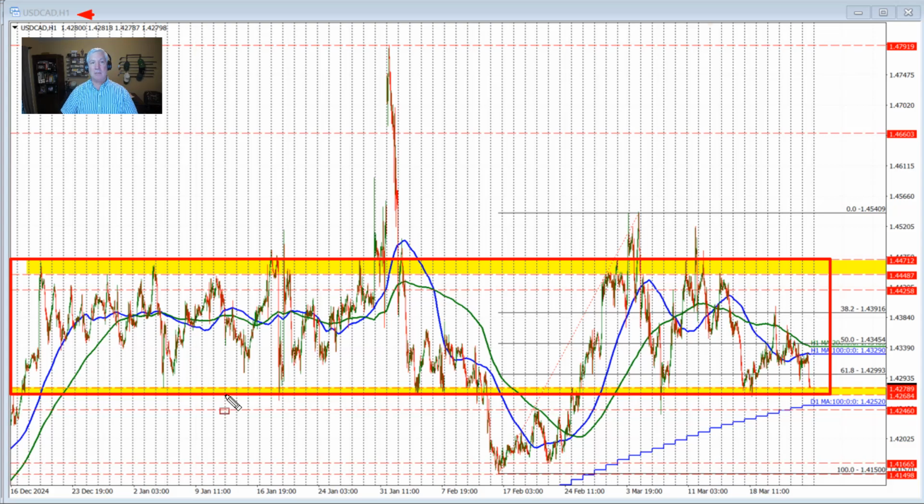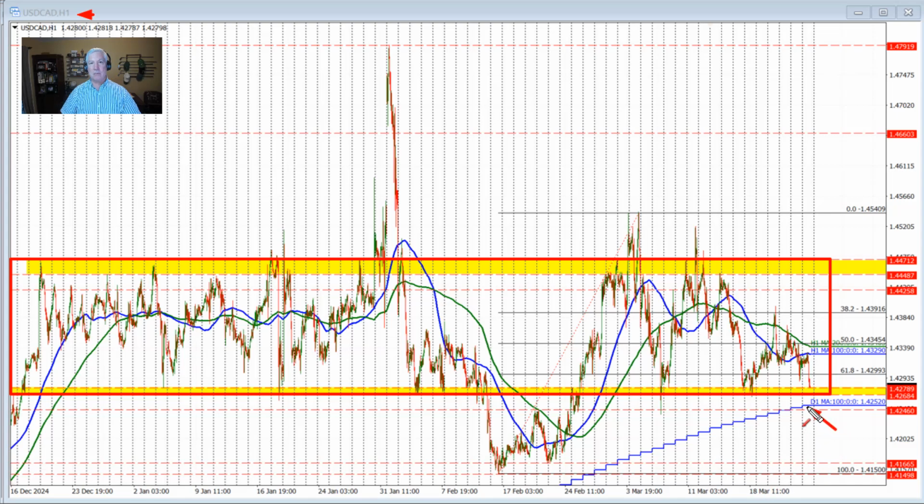In the process, we move down to the low of this red box right through here. That low of the red box comes in at 142.68 to 142.78. As you can see, the price low in trading here today has come to the high of that swing area at the lows. And if we do break below the 68 level, that would open the door for further selling.